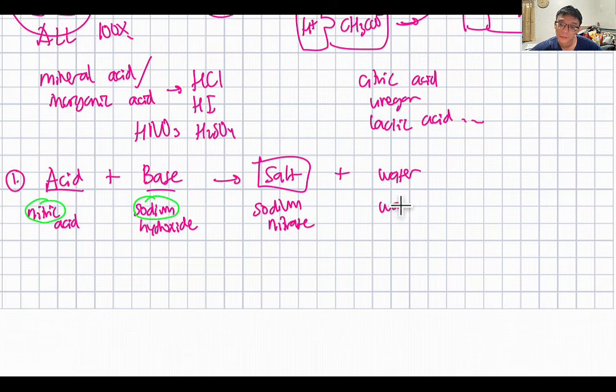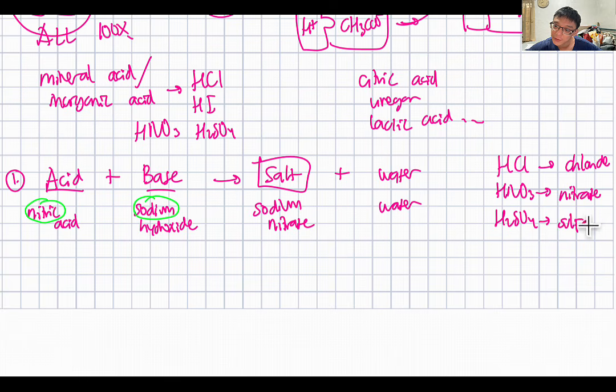And water. So if you have hydrochloric acid, then you would make chloride salt. If you have nitric acid, you would make nitrate salt. If you have sulfuric acid, then you will make sulfate salt. So the name of the salt depends on the acid, and the metal part depends on the base. To write this as a simple formula, you have to refer to the ionic charge. Sodium is +1, nitrate is -1, so sodium nitrate is NaNO3. So this is the first type of reaction.